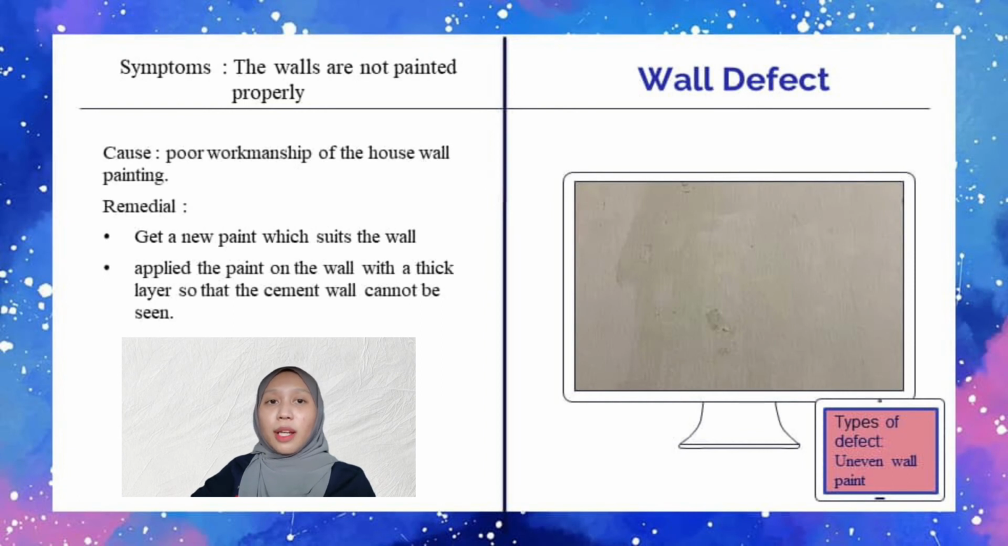There is only one thin layer applied that causes the appearance of the cement wall beneath. The wall can be fixed by getting a new paint that suits the wall. Then apply the paint on the wall with a thicker layer so that the cement wall cannot be seen anymore.